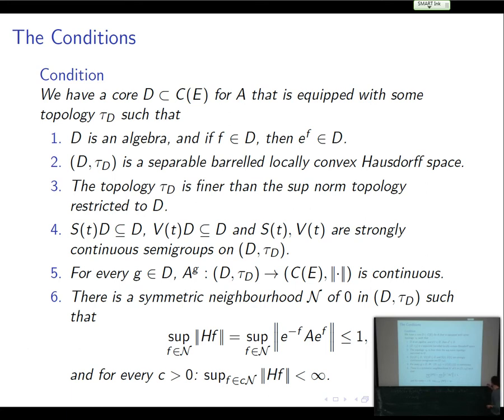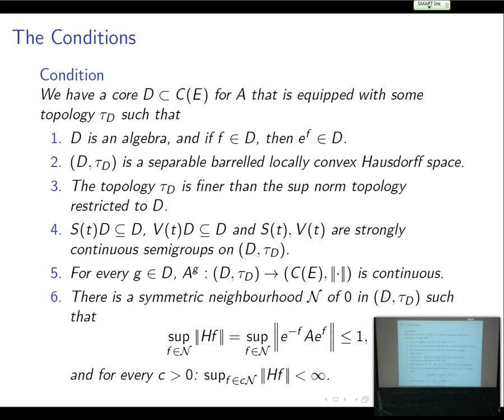Well, the second property is that I want D with this topology to be a separable, barreled, locally convex Hausdorff space. Well, that's a long line, but essentially this is satisfied, for example, if my space is a separable Banach space. And what this will imply is that the space is reasonable as a space to work with. So don't worry about that too much.